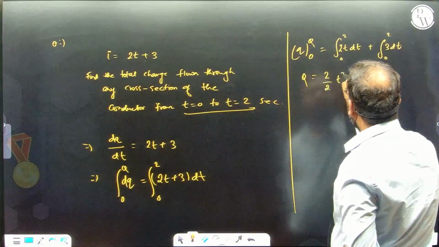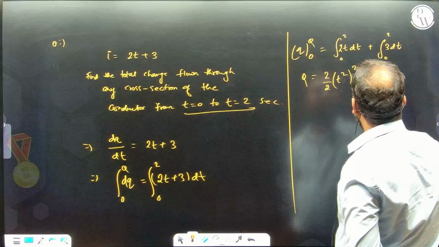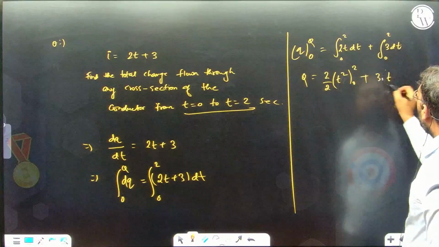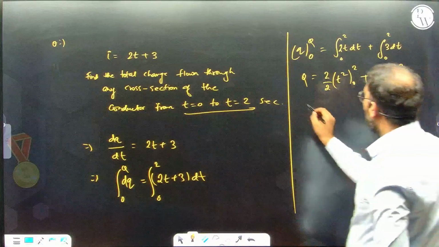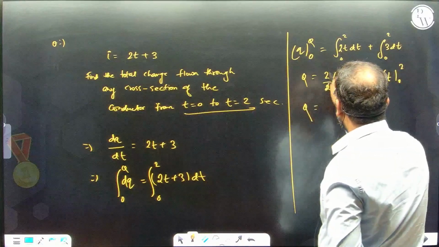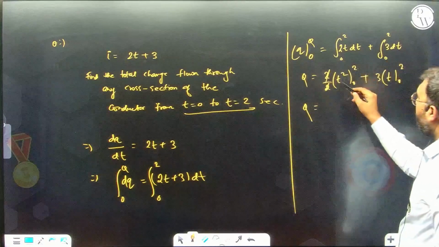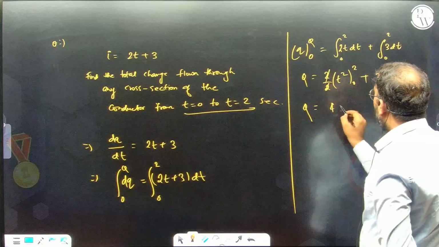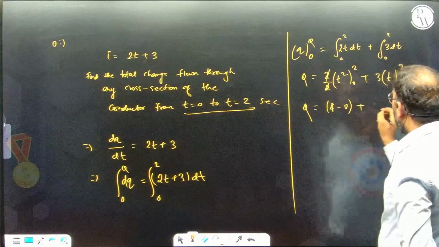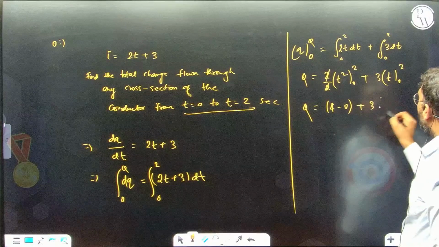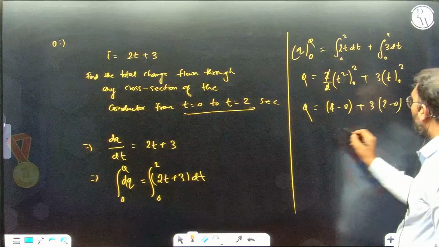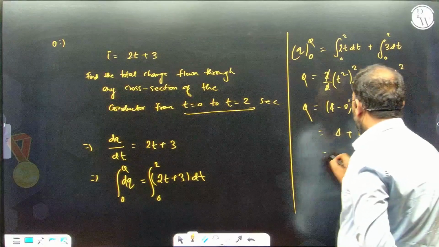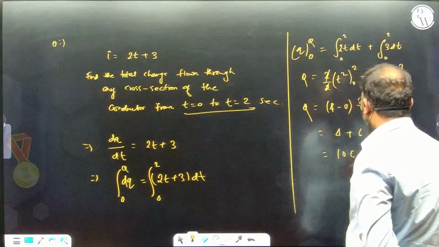So I'll be writing t square, and the limit will be from 0 to 2. Here 3 is a constant outside the integration. Integral dt is t, putting the limit from 0 to 2. So here the 2 and 2 will get cancelled. Putting t equals to 2 here, 2 square is 4. Then putting the lower limit, that is 0. And then this is 3, and this is 2 minus 0. So this becomes 4, and 3 into 2 is 6. And this is 10 coulomb.